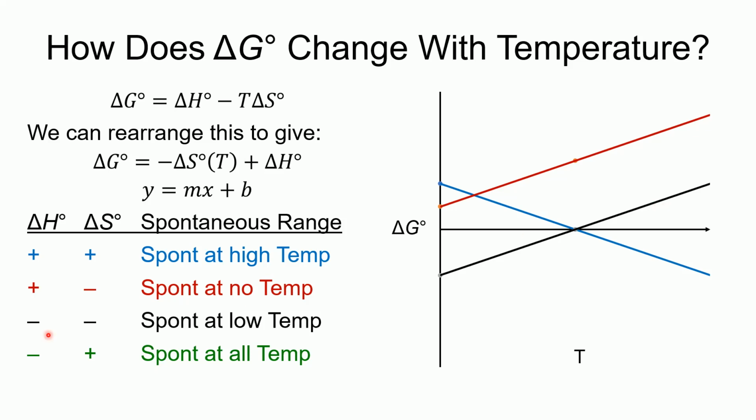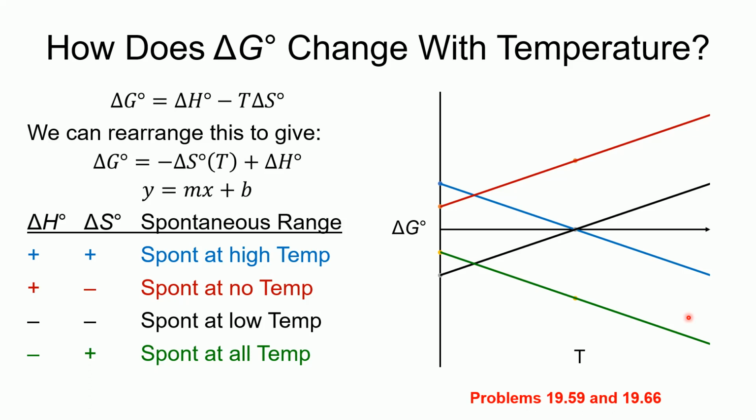Our final example is this green one. If we have a negative value for delta H, that means our y-intercept is negative, so it's going to be down here. If delta S is positive, that means the slope is negative, so it's going to go down. Well, that's going to look like this. So this kind of reaction will be spontaneous at all temperatures, and I chose green because green means go, right? So I chose green to indicate what happens there.